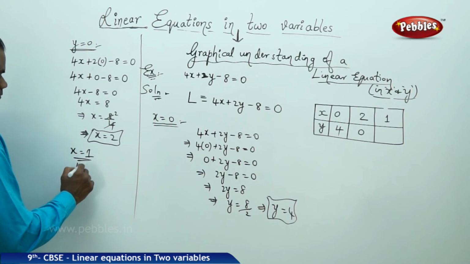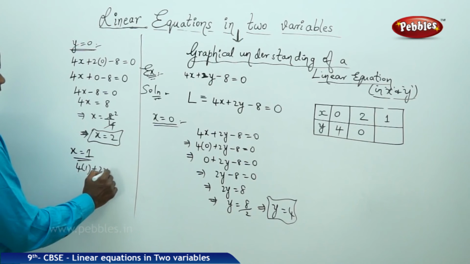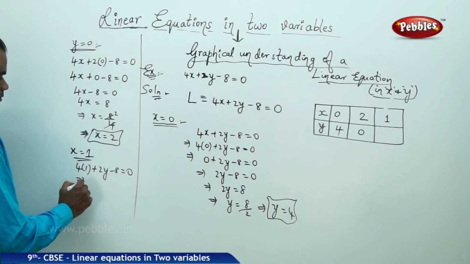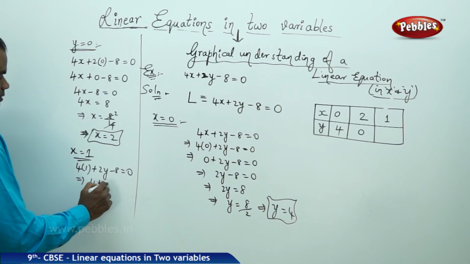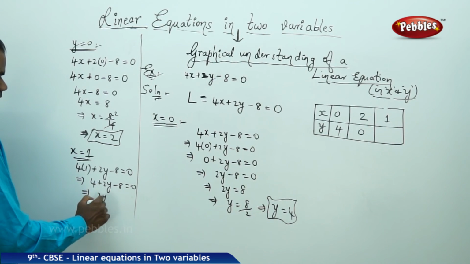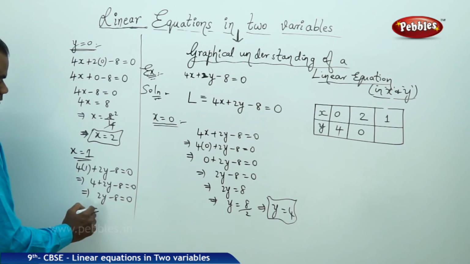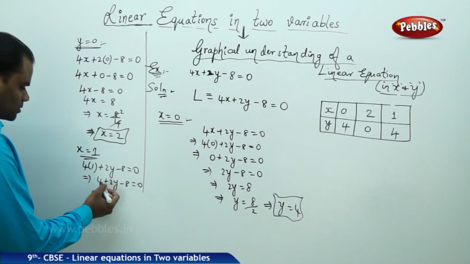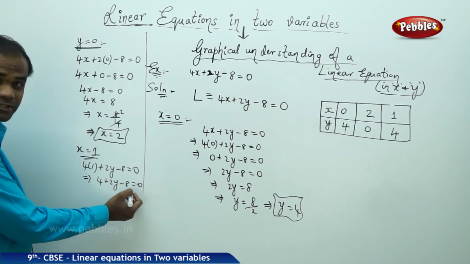X is 1. So 4 plus 2y minus 8 equals 0. 4 minus 8 is minus 4. Now that we have discussed substituting the value of x here, I get this equation.